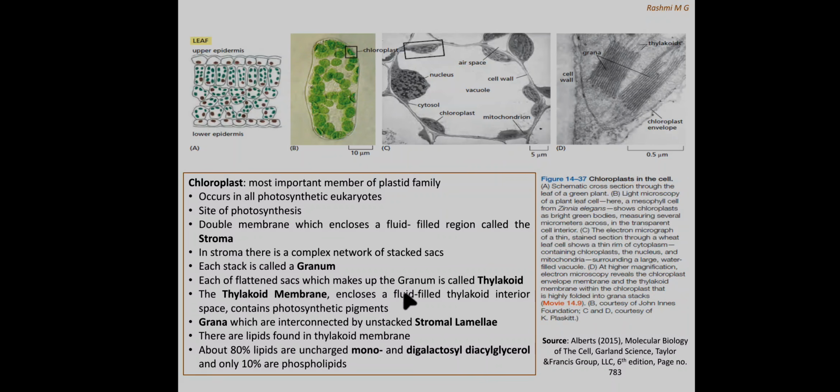The thylakoid membrane encloses a fluid-filled thylakoid interior space, which contains photosynthetic pigments. Grana are interconnected by unstacked stromal lamella. There are lipids found in the thylakoid membrane. About 80% of lipids are uncharged mono and digalactosyl diacylglycerol, and only 10% are phospholipid.